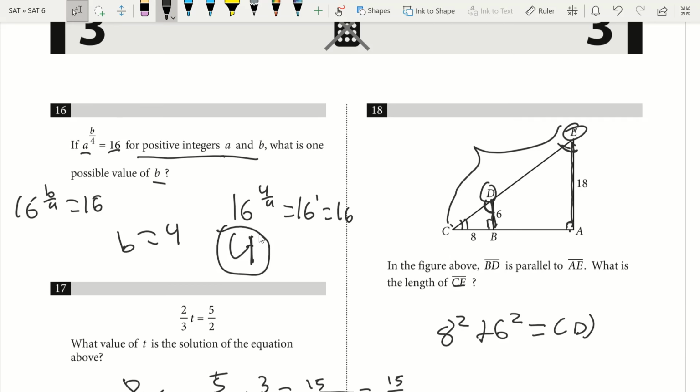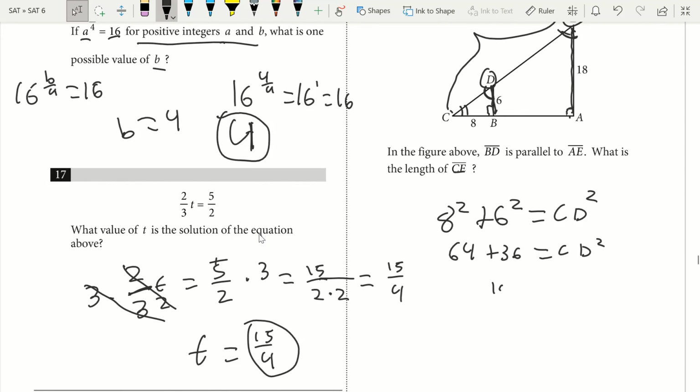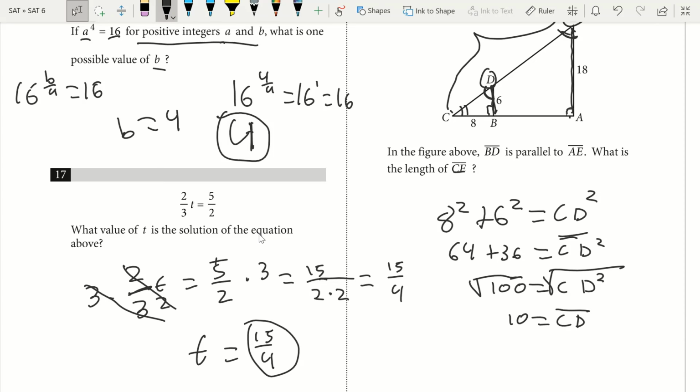We're doing that because we know that A squared plus B squared equals C squared, the Pythagorean theorem, right? So we need to solve for CD and then use that in our similar triangles to solve for CE. 8 squared gives us 64. 6 squared gives us 36, and that's going to equal our CD squared. 64 plus 36 is 100. 100 equals CD squared. We square root each side, and the square root of 100 is 10. So now we have our line CD is 10.